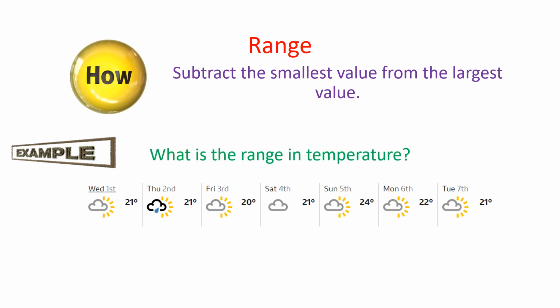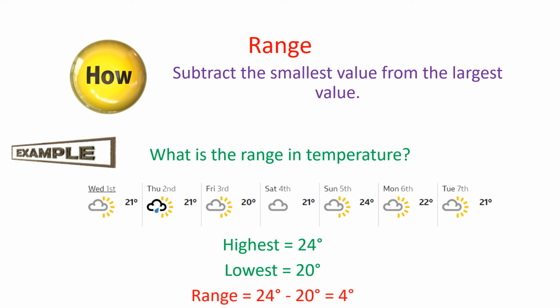So to work out the range in the temperature, we need to first of all identify the largest temperature, the highest temperature, which is 24, and the lowest temperature, which in this case is 20 degrees. And the range is the difference between those two. So 24 take away 20 is 4 degrees. And this is quite a small range, which means that the data is pretty consistent. It's not varied, but it's pretty consistent.